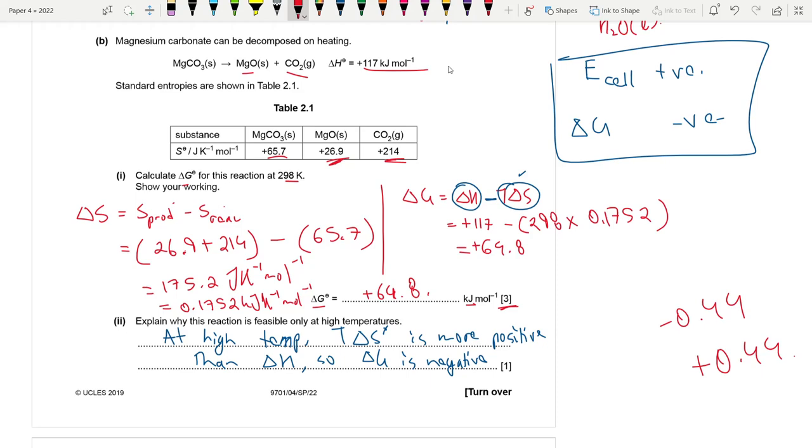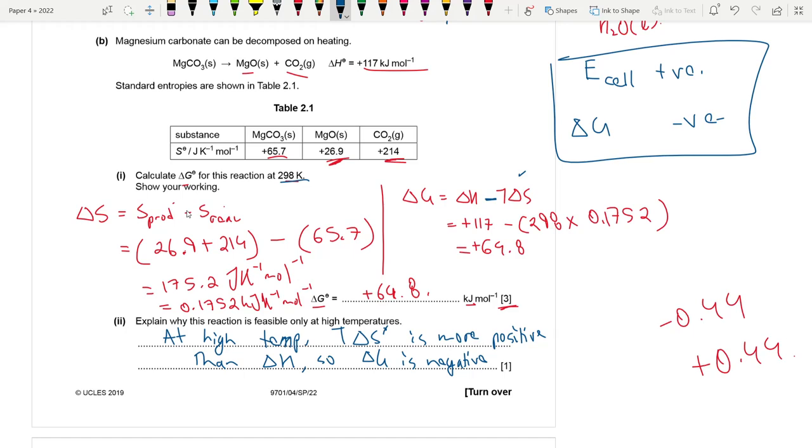Now to find out del G, it's going to be del H minus T del S, which is plus 117 minus 298 Kelvin, that's given in the QP, into 0.01752. We're getting an answer of plus 64.8. So since del G is positive, the reaction is not feasible.